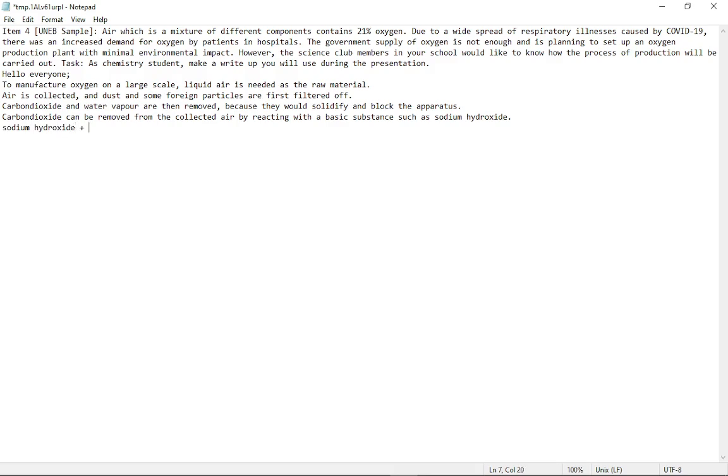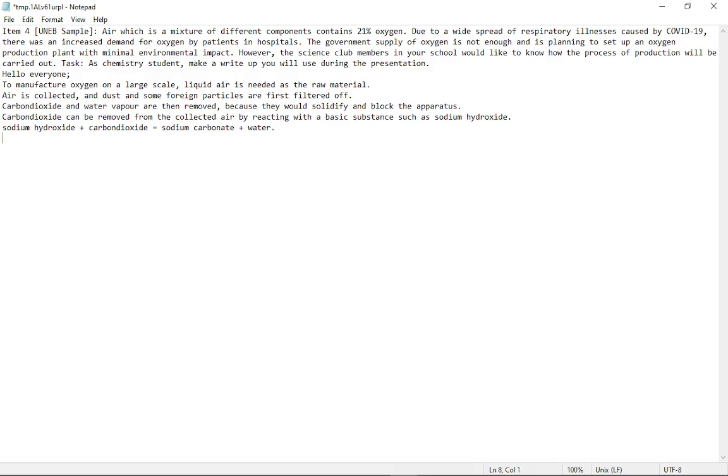Then I will say, when I add sodium hydroxide to carbon dioxide, what am I going to get? Sodium hydroxide plus carbon dioxide. It's a base plus an acid. I get a salt and water, so I'm going to get sodium carbonate plus water.